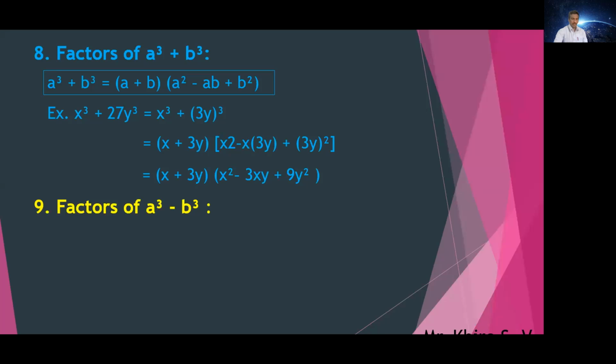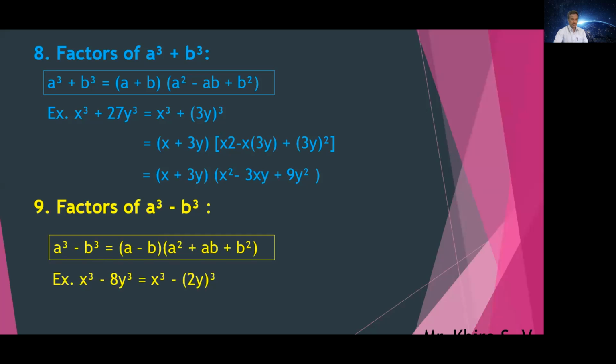Next identity: factors of a cube minus b cube. The same formula is there. Here it is plus and here it is minus. a cube minus b cube is equal to (a minus b) into (a square plus ab plus b square). There is only a change of sign. Nothing else is changed, only the signs. For example, we'll take an example on this.